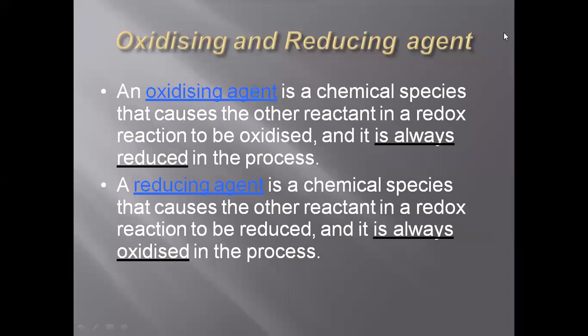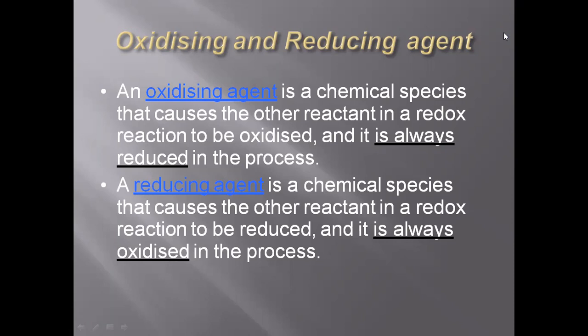So let's talk about reducing and oxidizing agents. Oxidizing agents are the chemical species that cause the other reactant in a redox reaction to be oxidized. They oxidize the other reactant, but they themselves get reduced in that process. They give their oxygen to the other reactant in this reaction, and they themselves become reduced. And reducing agents work just opposite to that.